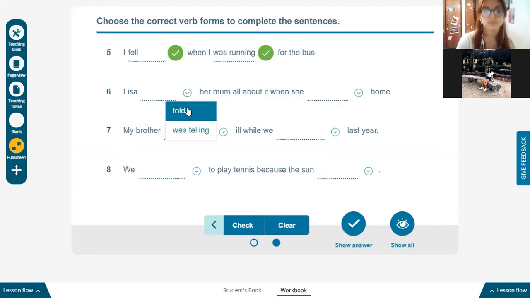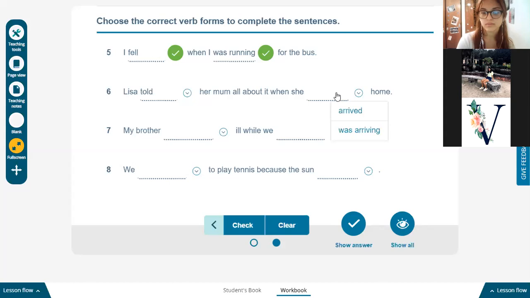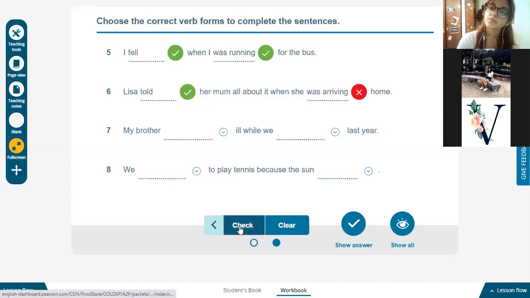Lisa told her mom about it when she was arriving. Okay, Lisa told her mom all about it when she was arriving home. Why do you think this is wrong?